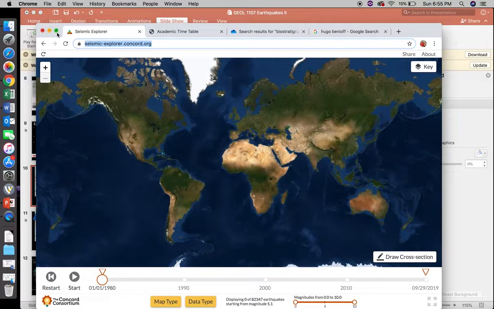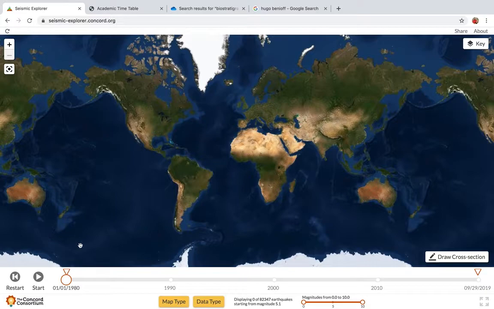So here is a map, and you can flip around if you want. You can put on a relief map, or you can put on, I'm going to just go for satellite mode here.